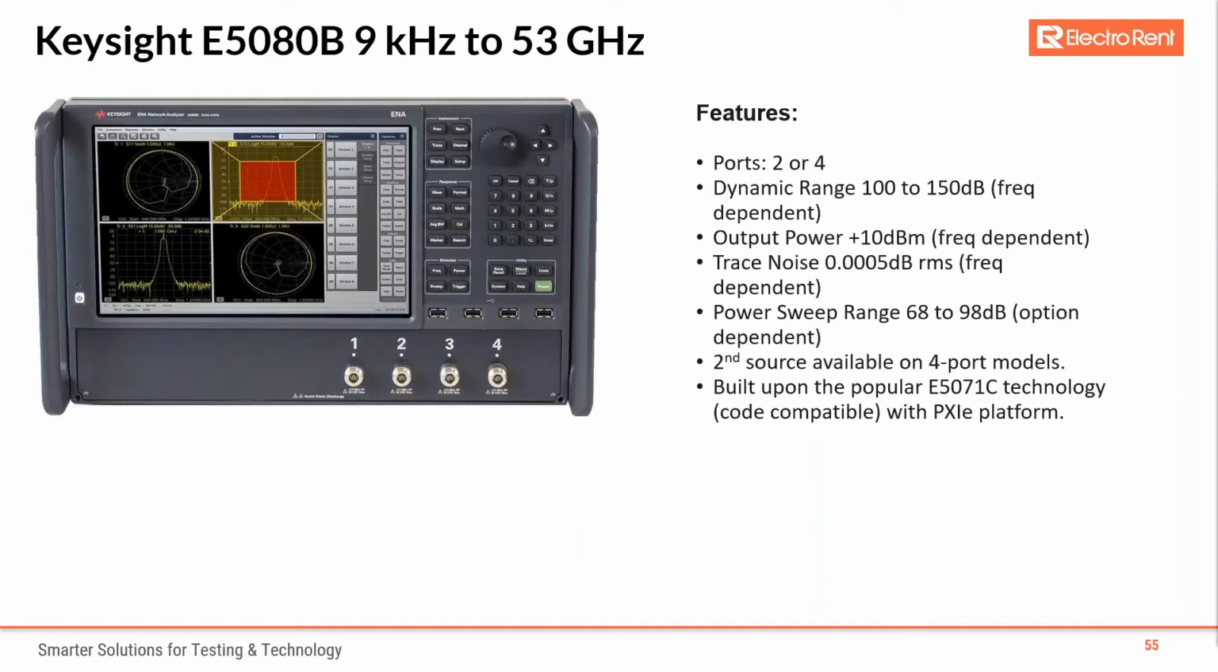So there are various mid-range types of analyzers that are available. Keysight has come out with the E5080B series ENA. This is one of the latest boxes that they've added to their ENA series of vector analyzers, the economy series. This one in particular, compared to their E5071C series, is a lot smaller and lighter weight, thanks to the platform that it's built upon.